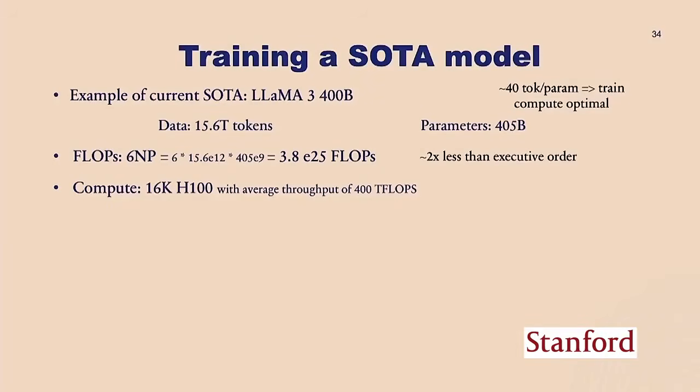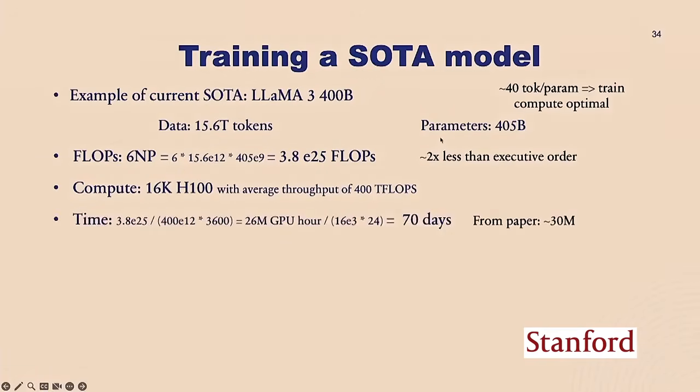Compute: we know that they trained it on 16,000 H100s, and we know the throughput they set. If you do the computation, it takes around 70 days, or 26 million GPU hours. At least that's with my back-of-the-envelope computation. They actually said that they used 30 million instead of 26 million GPU hours, so maybe they had some challenges. I don't really know. But if you follow the simple computation, it's around 70 days.